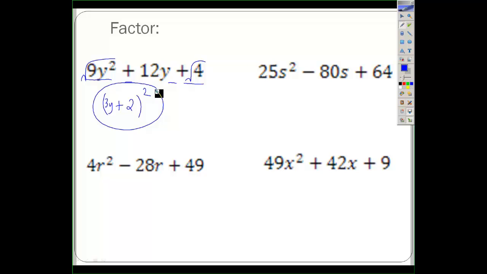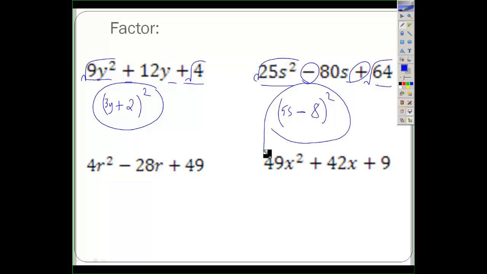It says 25s squared minus 80s plus 64. I know that nothing that goes in 25 will also go into 64 evenly. So I'm going to go ahead and look at it. It's a perfect trinomial square because I can take the square root of 25, I can take the square root of 64. This time I have a minus plus. So in my parentheses, I'm going to go ahead and say it's going to be a minus right there. The square root of 25s squared is 5s. And the square root of 64 is 8. Therefore, I have my factored term, 5s minus 8, quantity squared.